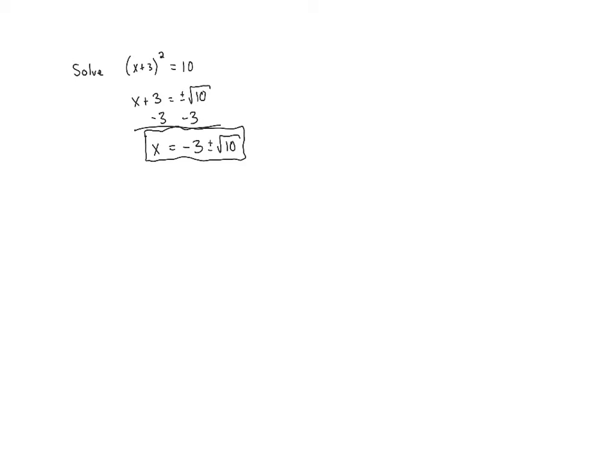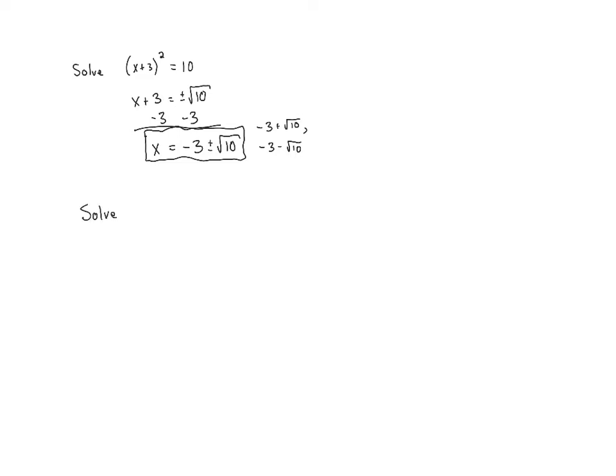And what this actually means is that there are two different solutions. One is negative 3 plus the square root of 10, and the other is negative 3 minus the square root of 10. We could write these out with a comma in between if we were entering in our answer online, but if you're not doing it online, this is perfectly fine. This means two solutions, -3 + √10 and -3 - √10. Let's look at two more problems.